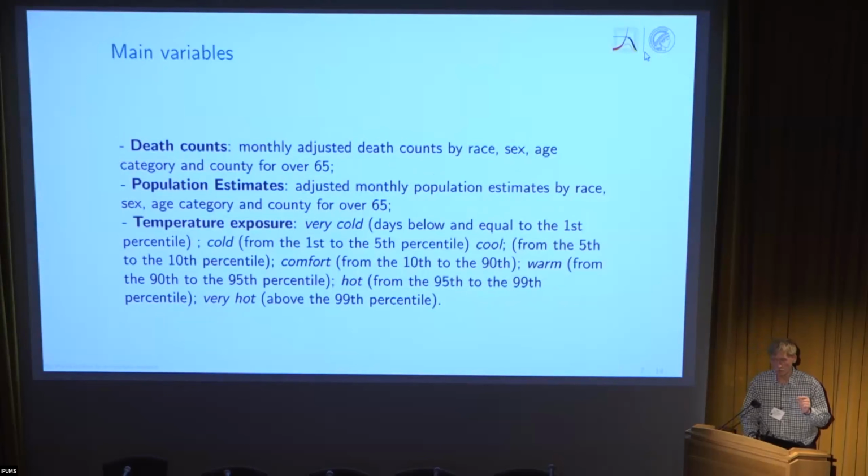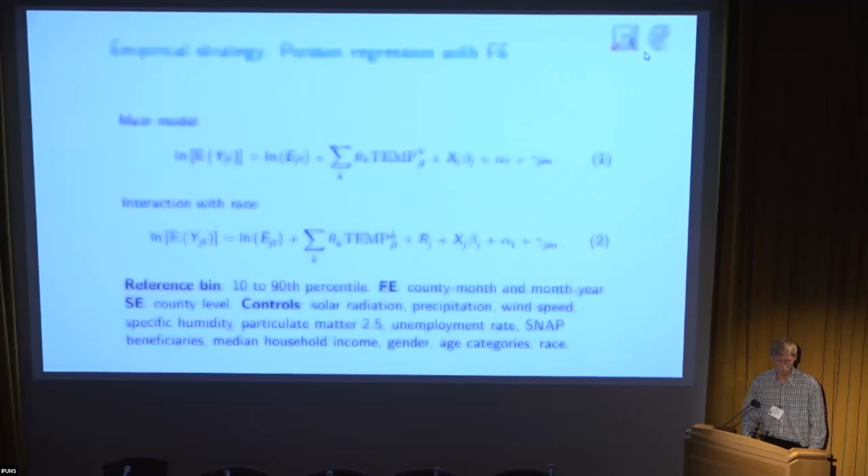And we use the first percentile, the first to the fifth percentile, and the fifth to the 10th percentile, and so on and so forth. For example, the very hot days would be those above the 99th percentile. We also tested the same analysis using absolute temperature bins, and results are quite similar. But nowadays, using a relative measure of temperature seems to be the most appropriate way to go.